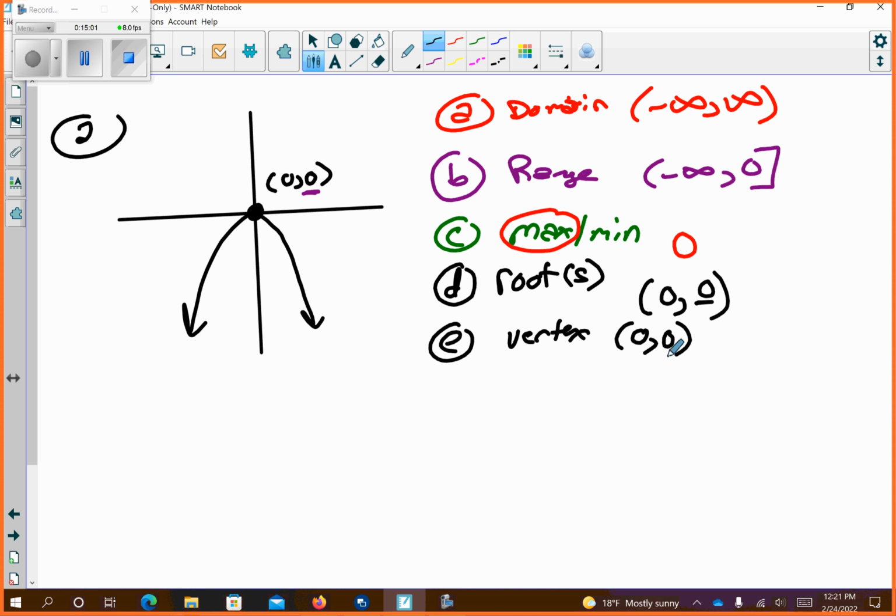Which is 0, 0, it's the same thing. So these three things are referring to the exact same point on this problem. It's not going to be on all problems.